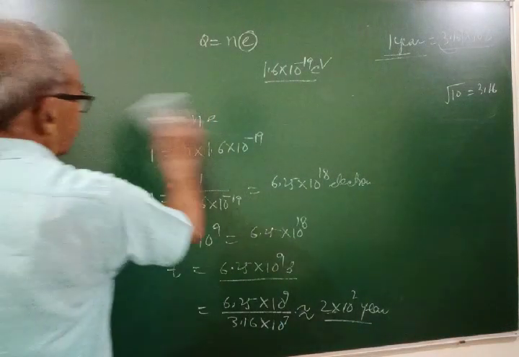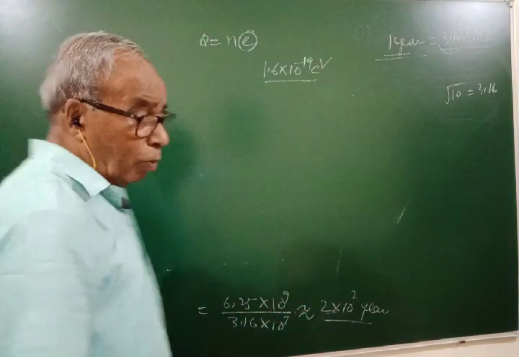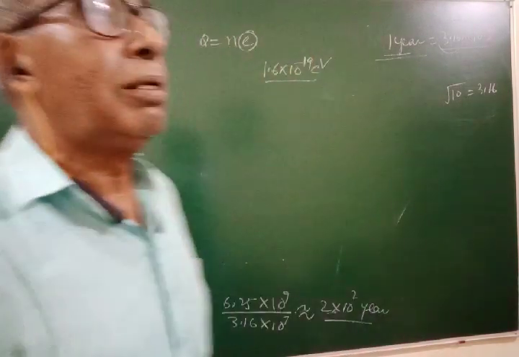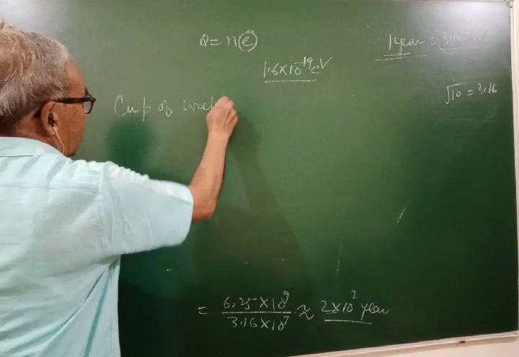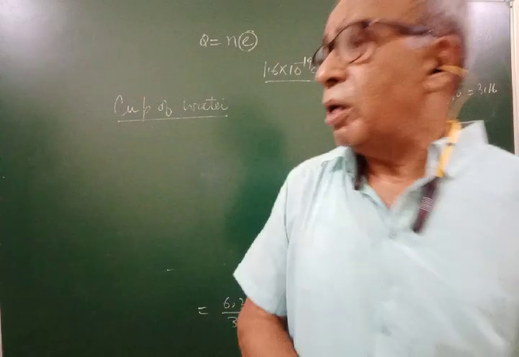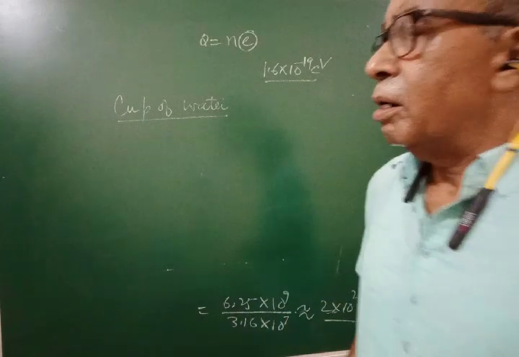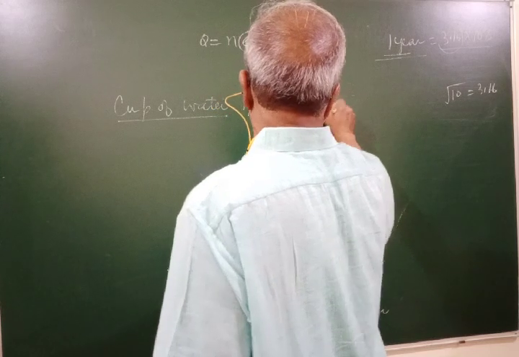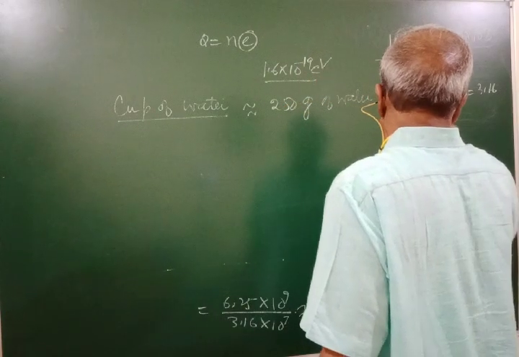And there is one more question in the NCERT book. How much positive charge and negative charge is present in a cup of water? It is general common sense, nothing given. We must know that one cup of water, the cup in which we take tea, consists of nearly 250 gram of water. Water formula is H2O.